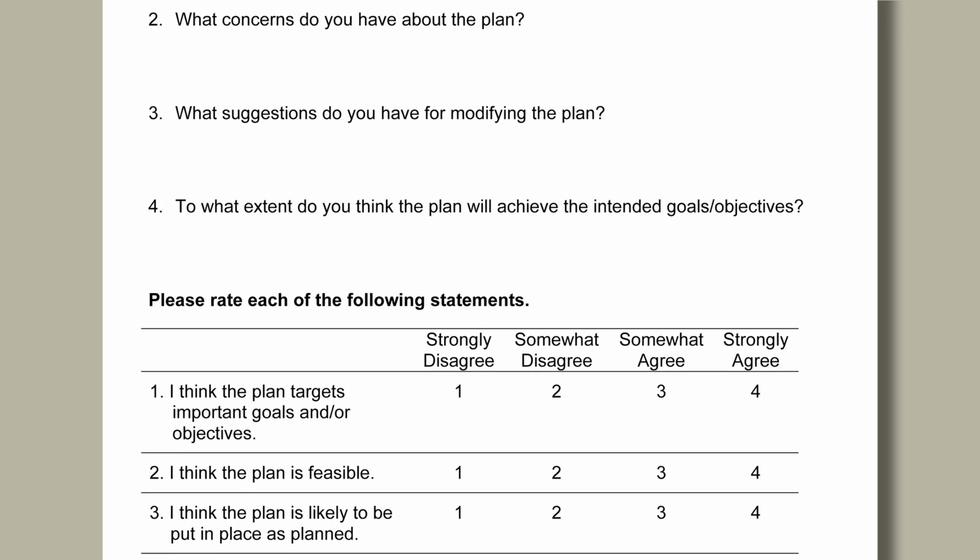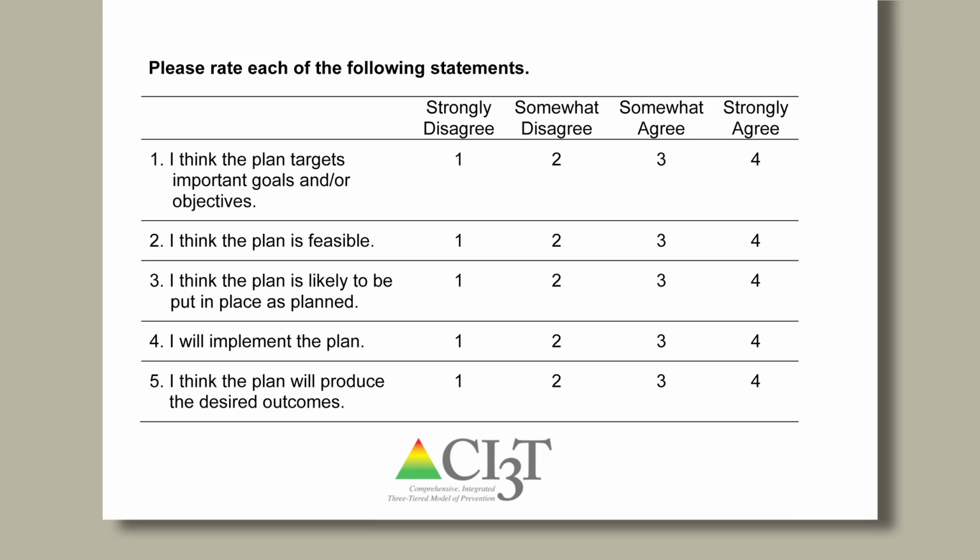Then there are the following 5 Likert type scale questions. Number 1, I think this plan targets important goals and/or objectives. I think the plan is feasible. I think the plan is likely to be put in place as planned. I will implement the plan, and I think the plan will produce the desired outcomes.